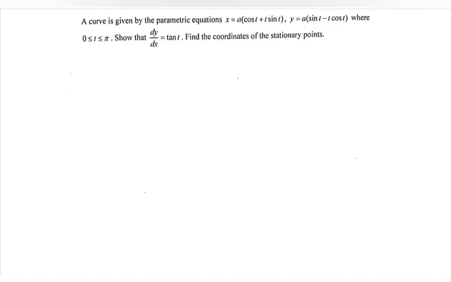A curve is given by the parametric equations x equals a, which is a constant, multiplied by cos t plus t sine t, whereas y equals a bracket sine t minus t cos t, where t is between 0 and pi. Show that dy/dx is equal to tan t. Continue, find the coordinates of the stationary point.